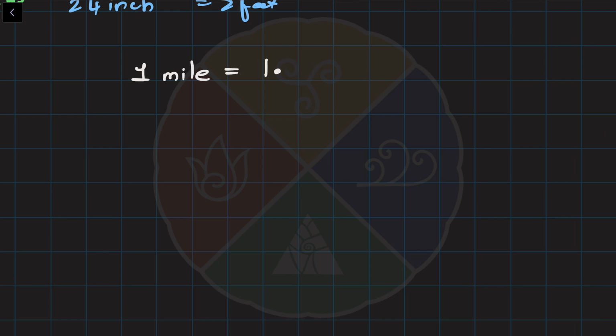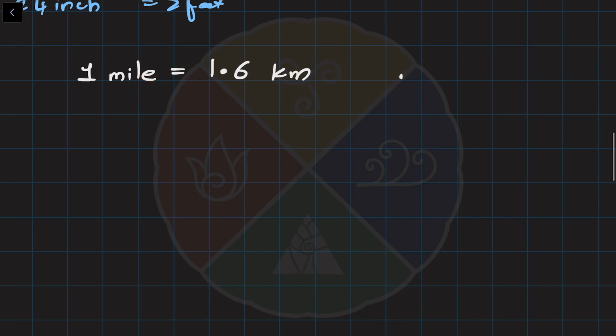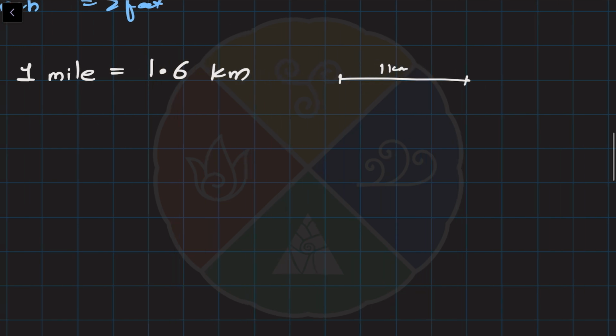1 mile means 1.6, if I round it, 1.61, or simply take 1.6 kilometers. So 1 mile is bigger. If 1 kilometer is this much, you have to add one extra 0.6 kilometer to get 1 mile. This will be 1 mile.